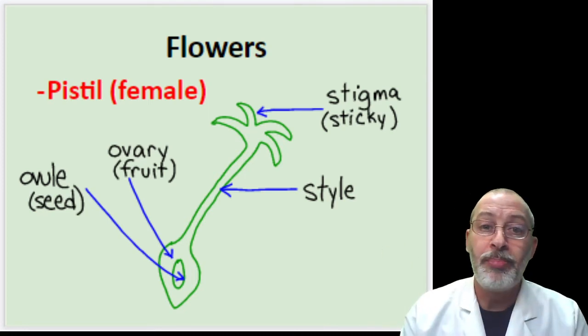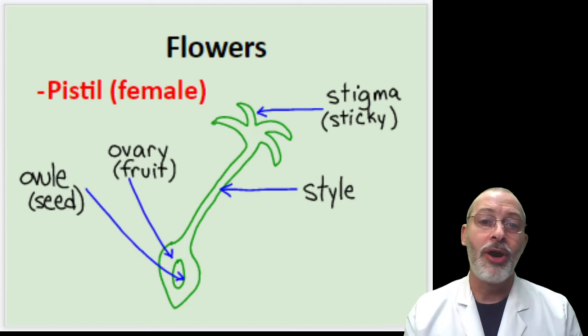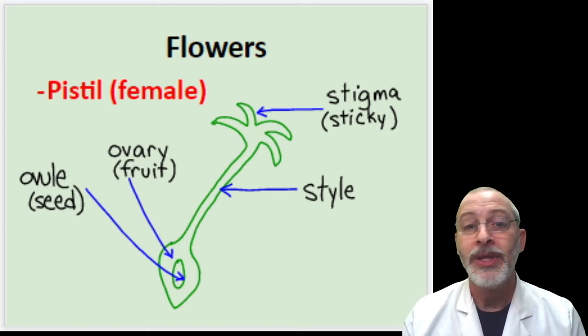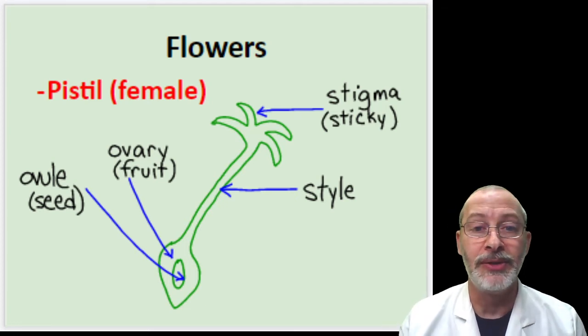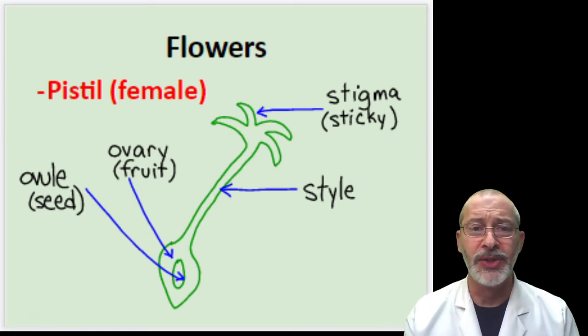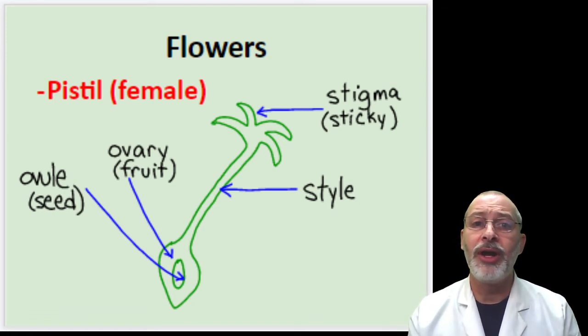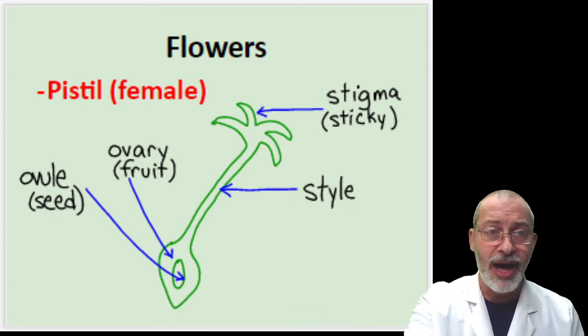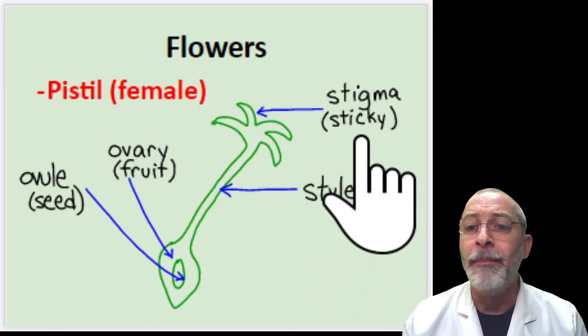But let's get to the flowering part for the female. It is called the pistil. The pistil is the female part of a flower, and it is made up of various parts, beginning at the top with the stigma.